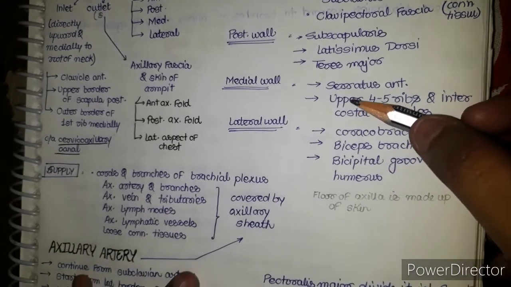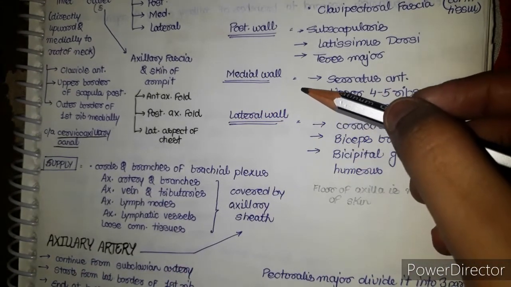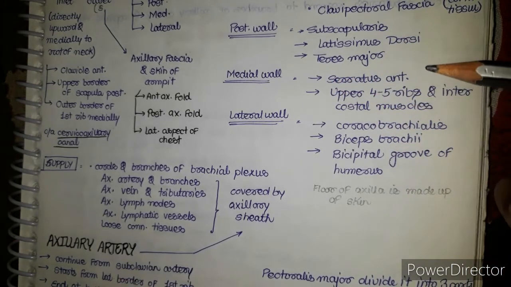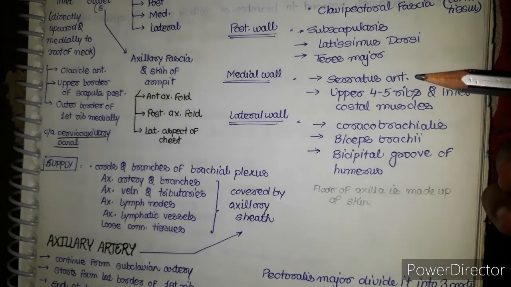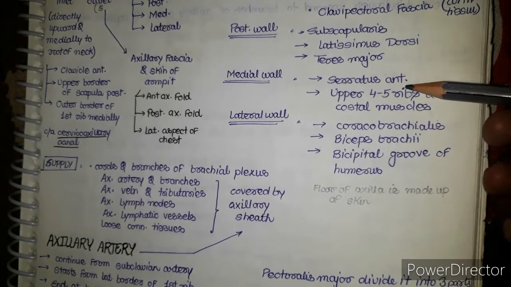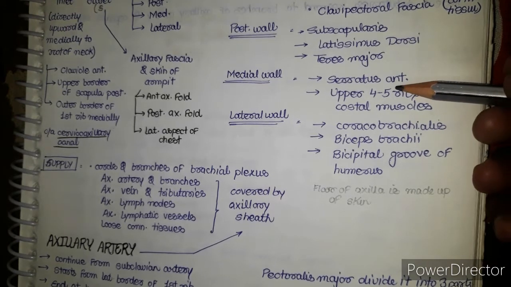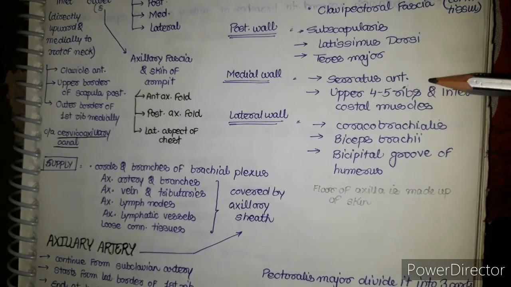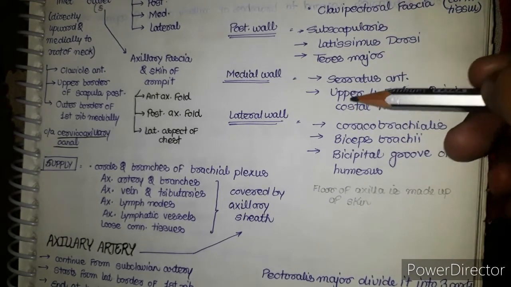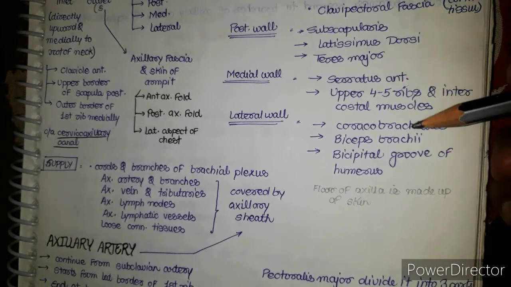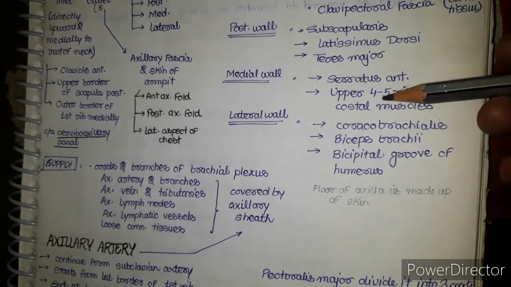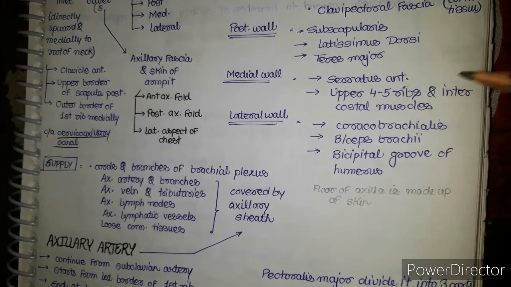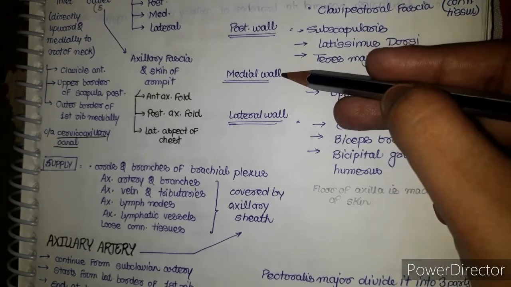Now come to the medial wall. On the medial side we get the structures which are near to the medial axis of the body. So the structures near the medial axis of the body are serratus anterior muscle, which basically forms the side of our chest. Okay, and upper 4 to 5 ribs will form the medial wall, and their intercostal muscles. As we go into the thorax, you will come to know that between each rib we have muscles which are known as the intercostal muscles. So upper 4 to 5 ribs plus their intercostal muscles will form the medial wall.